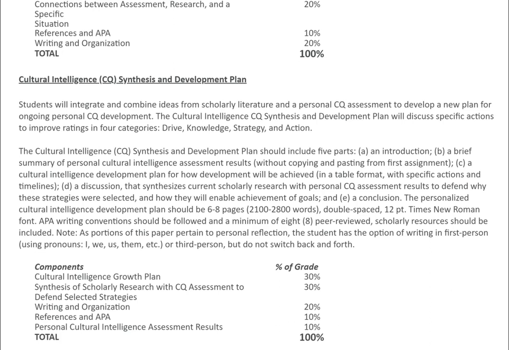This is Dr. Paul Gerhardt, and this video for LDR 607 is about how to be successful in writing your second paper, the Cultural Intelligence CQ Synthesis and Development Plan. As you can see on the screen, I've got the directions and the grading rubric for the paper, and I'm going to give you an example of what the paper should look like using a paper submitted by a student who's taken the class in a previous chapter.